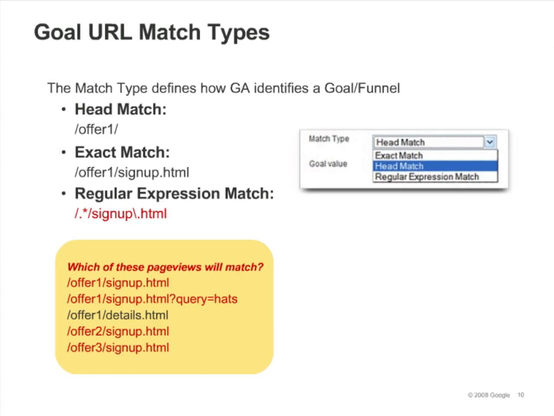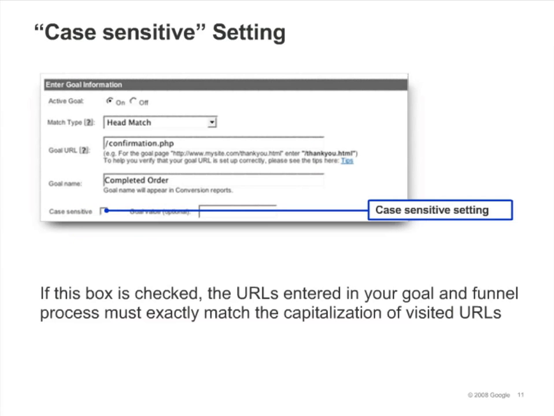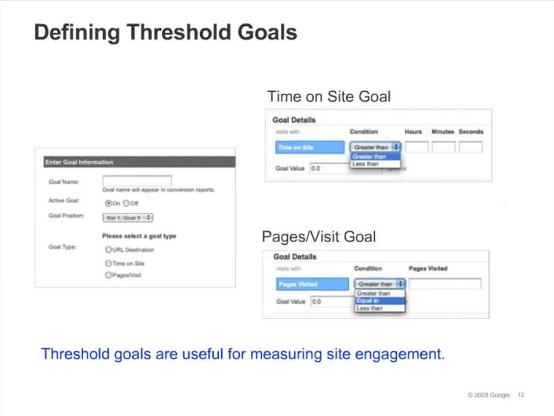When you use regular expression match, the value you enter as the goal URL, as well as each of the funnel steps, will be read as a regular expression. Remember that regardless of which option you choose, Google Analytics is only matching request URIs. In other words, the domain name is ignored. Check Case Sensitive if you want the URLs you entered into your goal and funnel to exactly match the capitalization of visited URLs.